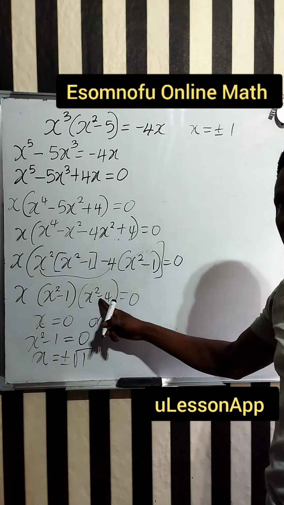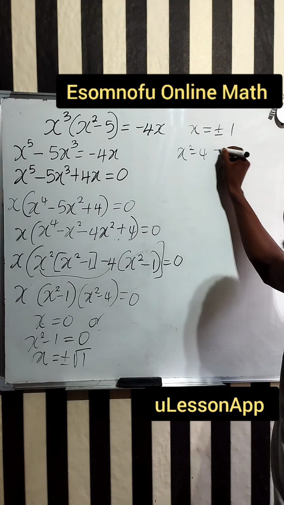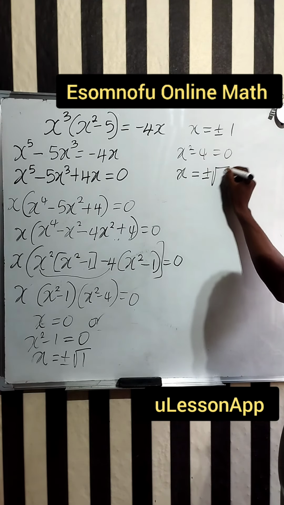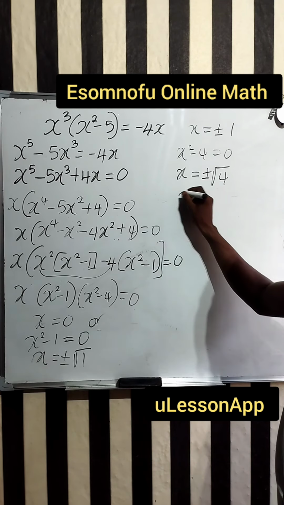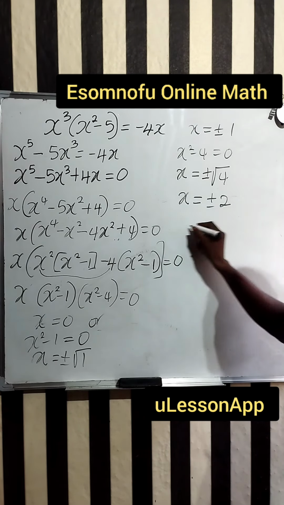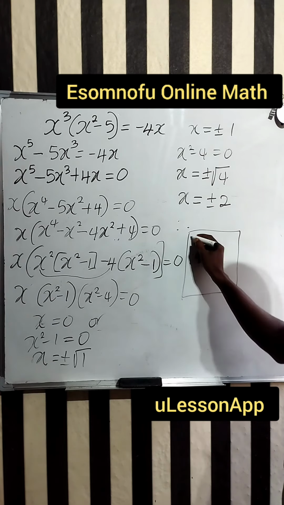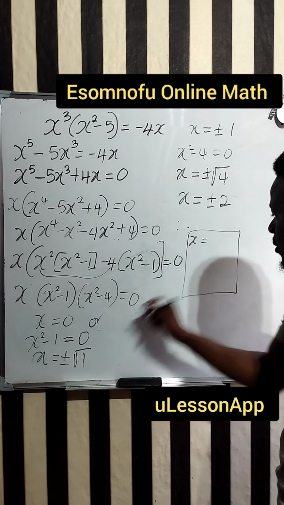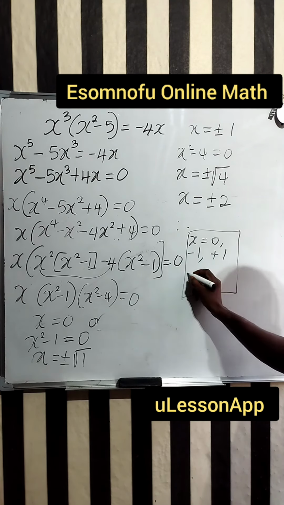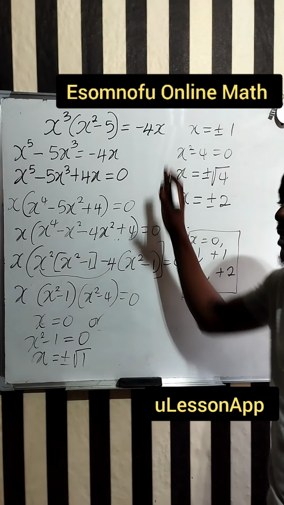You go to the last term where we have x squared minus 4. X squared minus 4 is equal to 0. So x is equal to plus or minus square root of 4. And the square root of 4 will give us 2. So x is equal to plus or minus 2. Therefore, the values of x that satisfy this equation are x is equal to 0, x is equal to minus 1, plus 1, minus 2, and plus 2. So these are the 5 solutions that satisfy this equation.